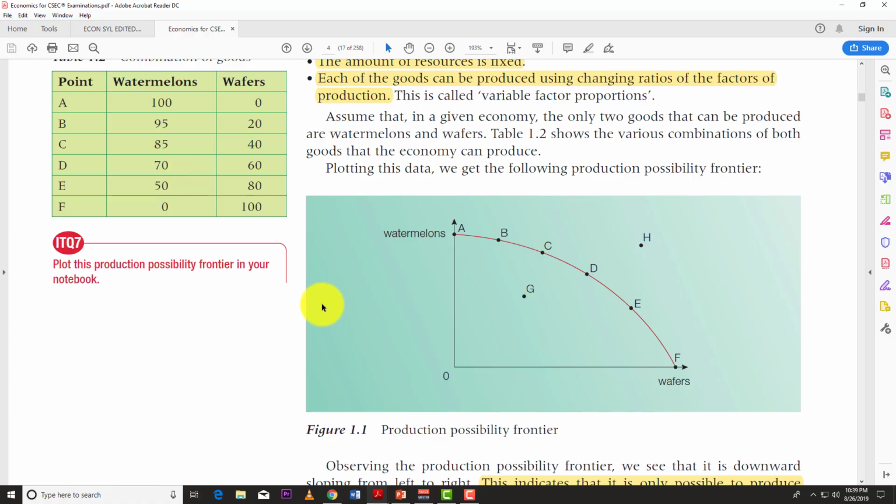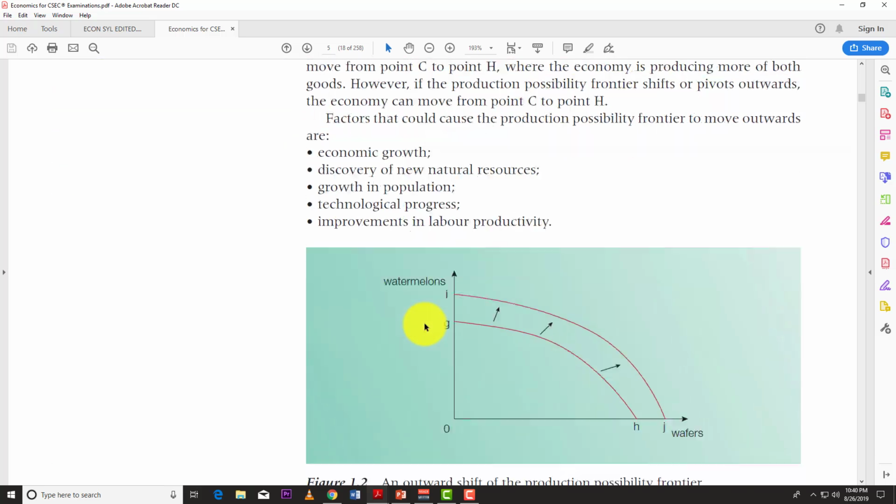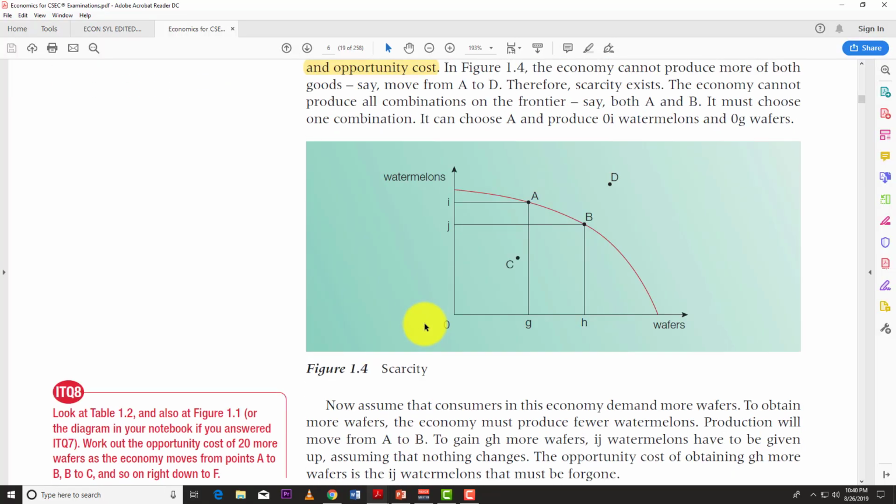Now opportunity cost, as we said earlier, is the cost of giving up one thing for another. We looked at that in the previous video, so look at that video for opportunity cost. I'm pretty sure you can already see how opportunity cost is represented in this diagram. I'll give you a second to think about it before I jump in.